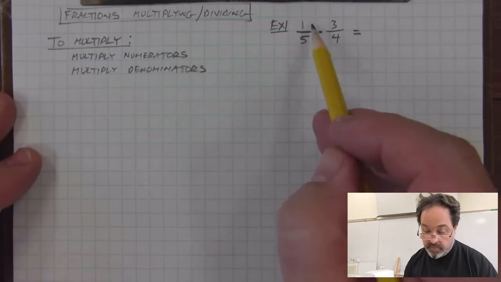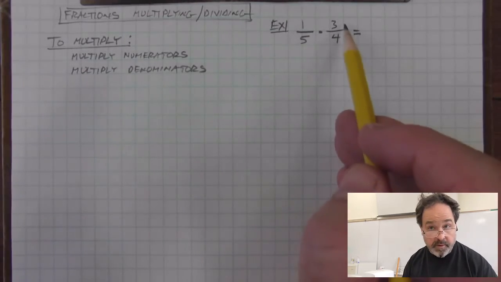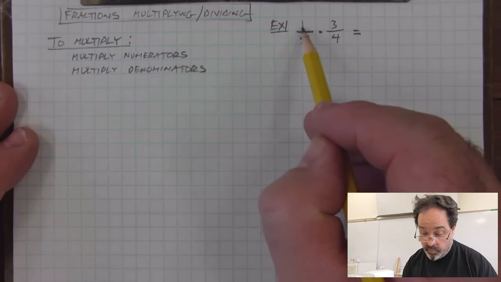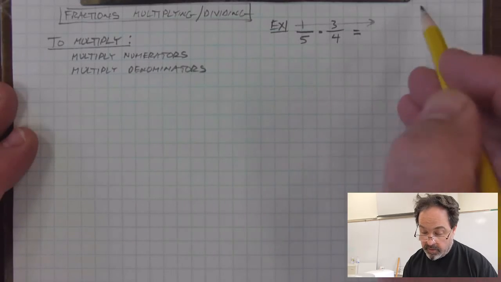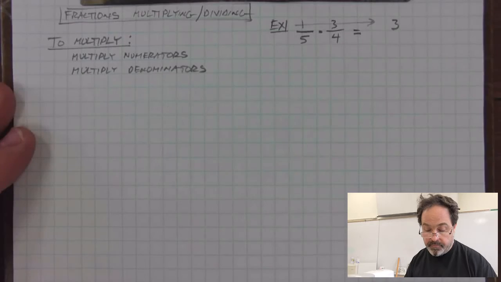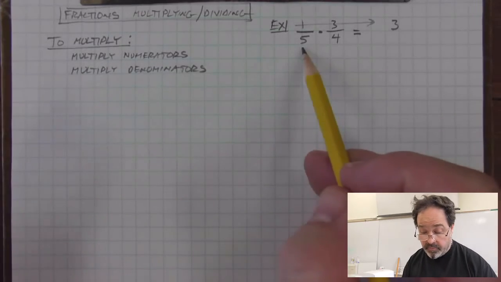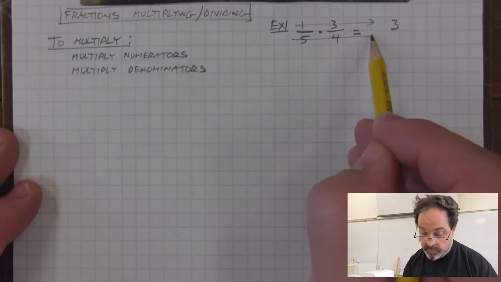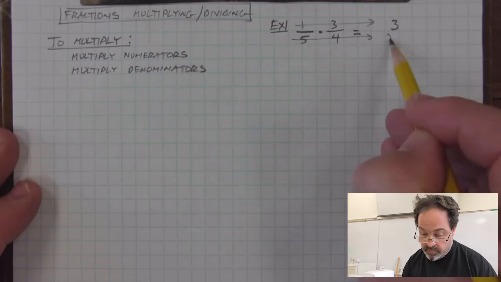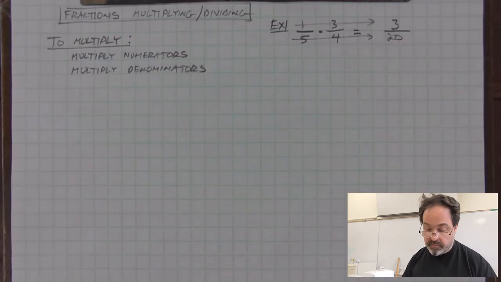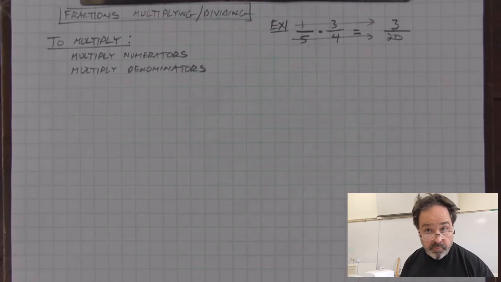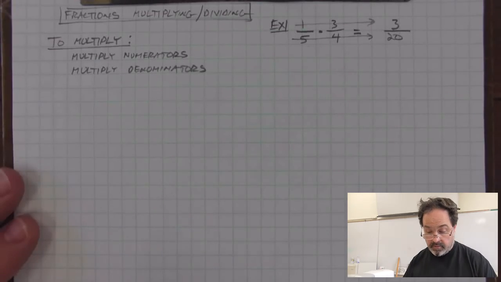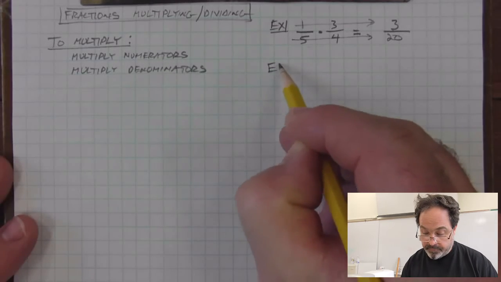The numerators in these two fractions are 1 and 3. If I multiply the 1 and the 3, I get 3. The denominators in these fractions are 5 and 4. If I multiply the denominators, I get 20, which makes the new fraction 3 over 20. 1/5 times 3/4 is equal to 3/20. Let's see this example again.